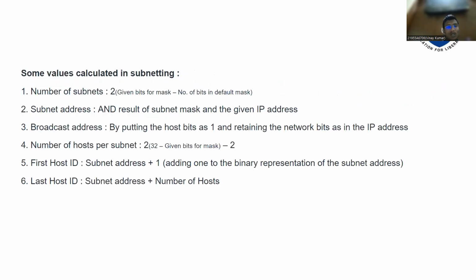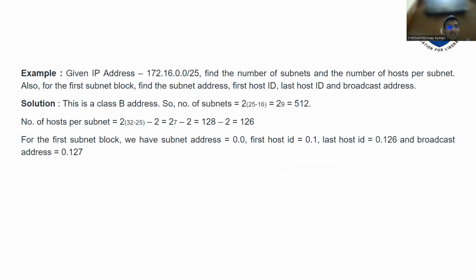Some values calculated in subnetting. Number of subnets: 2 to the power of given bits for mask minus number of bits in default mask. Subnet address: the result of the subnet mask and the given IP address. Broadcast address: putting the host bits as 1 and retaining the network bits as in the IP address. Number of hosts per subnet: 2 to the power of 32 minus given bits, minus 2. For a given subnet, the first host ID is subnet address plus 1, and the last host ID is subnet address plus number of hosts.